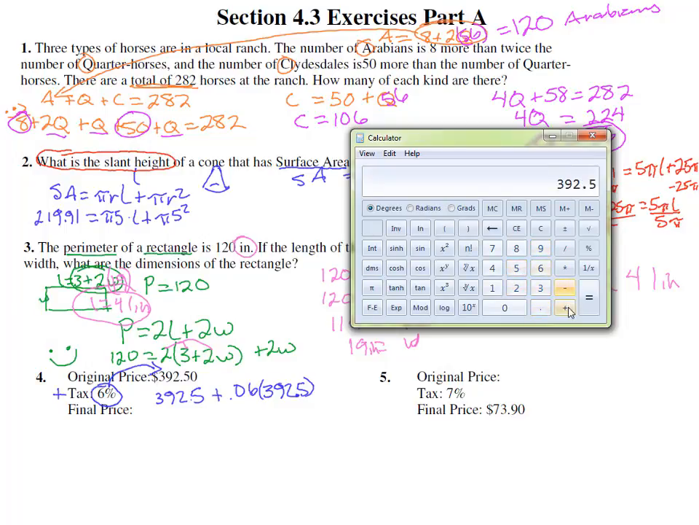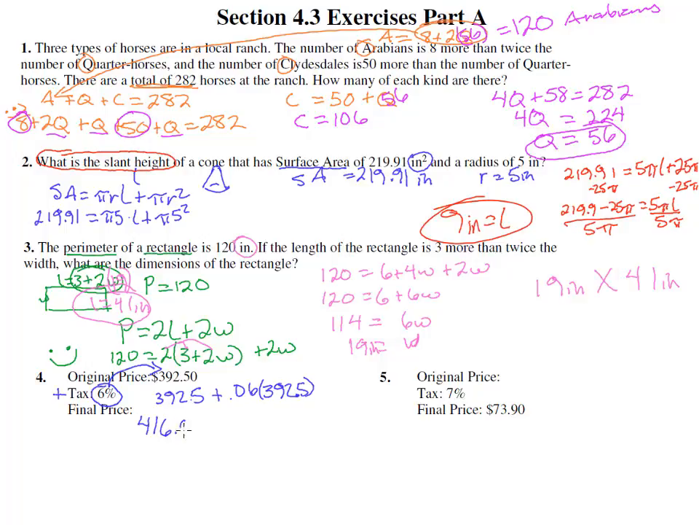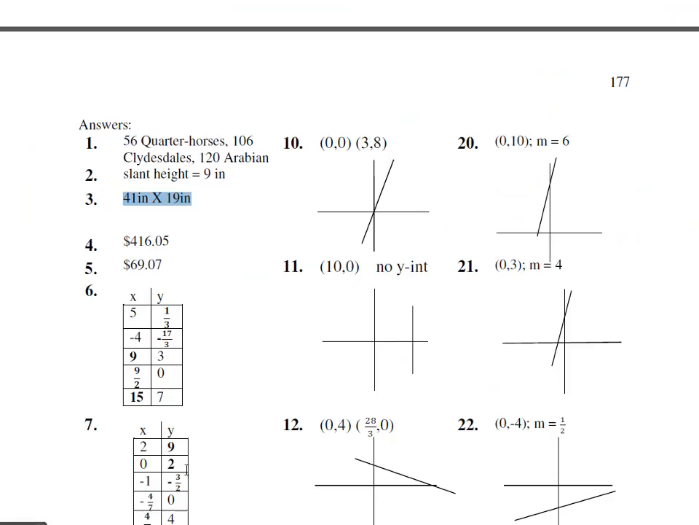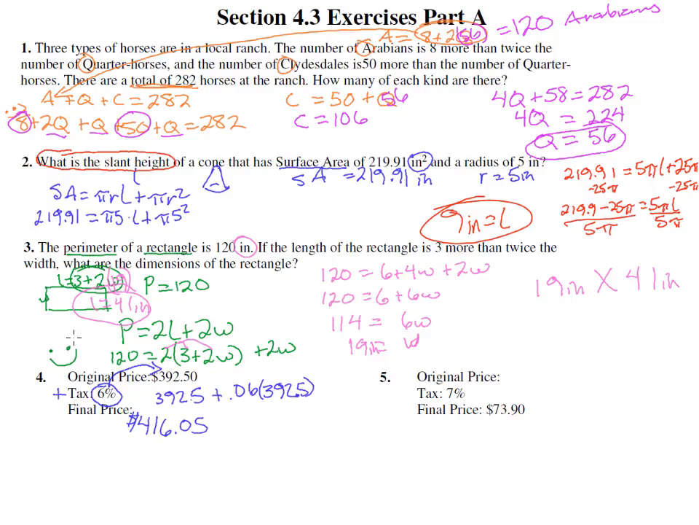392.5 plus 0.06 times 392.50, or you don't need that zero. And we get 416.05. Okay, let's go and check our answer. 416.05. Good.